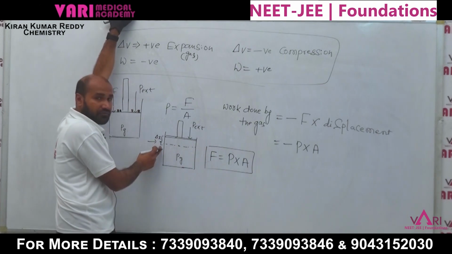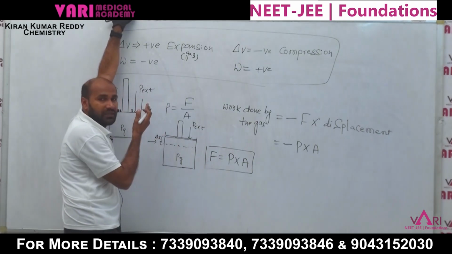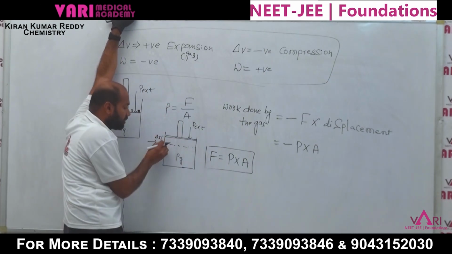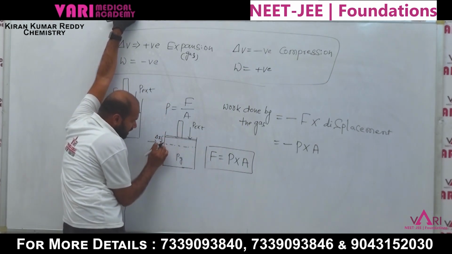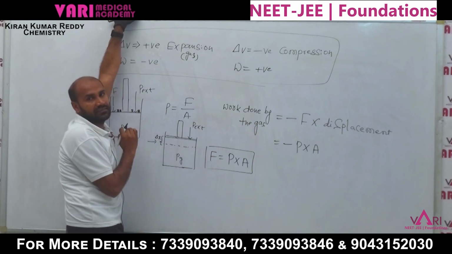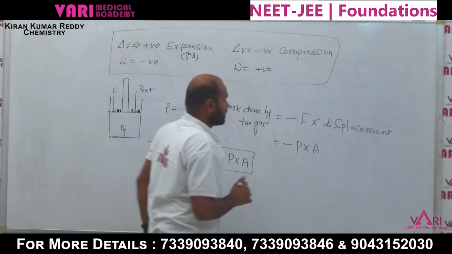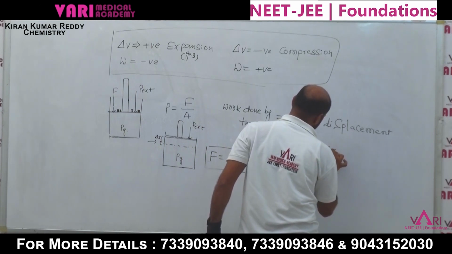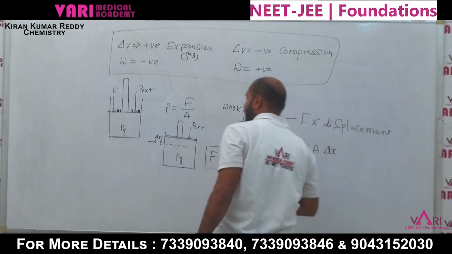Why is the piston displaced? Because of expansion of the gas. Gas is expanding, which means the piston is displaced from here to here, this position. Now into the displacement, which is delta x. Why am I writing displacement as delta x?